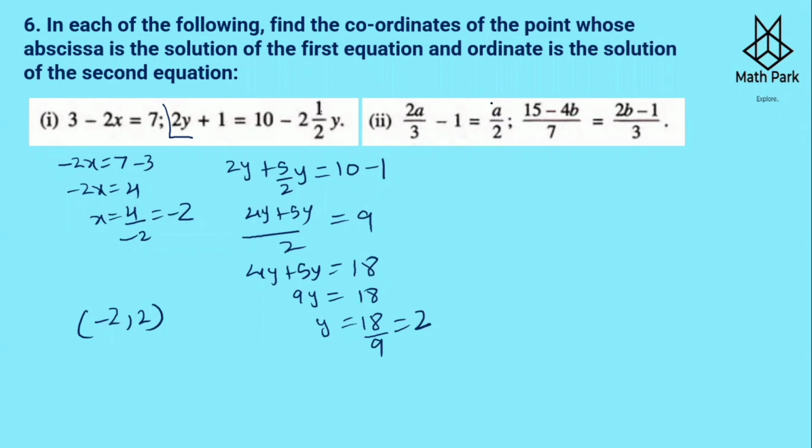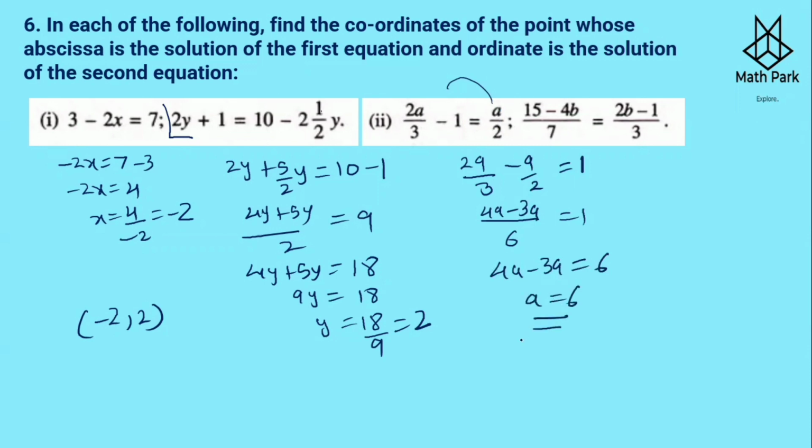Let us solve. Let us take the terms with a on one side. So we have 2a upon 3 minus a by 2 is equal to minus 1 goes here, becomes plus 1. LCM of 3 and 2 is 6. So 2 2s are 4a minus 3a is equal to 1, so we get 4a minus 3a is equal to 6. 4 minus 3 is 1, a is equal to 6. So we got a is equal to 6, which is x is equal to 6 because the solution of the first one is the abscissa.